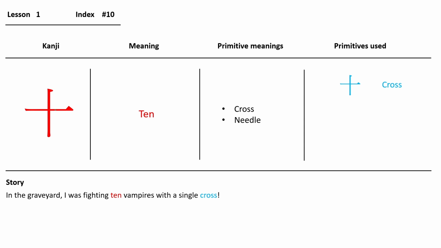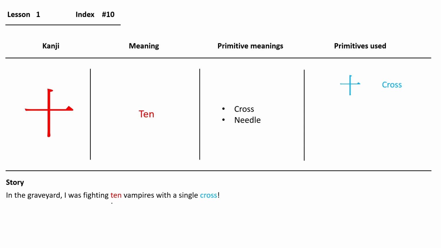So, as I said, this kanji can have a primitive meaning of cross, and we will use this to remember this kanji. So, we will say: imagine you are in a graveyard, and suddenly vampires appear. There are 10 of them. That's important, because if it's only 9, it would be too easy. If it's 11, you'll probably fly away. You're not crazy. You're not going to fight 11 vampires, right? But 10, you think you can do it.